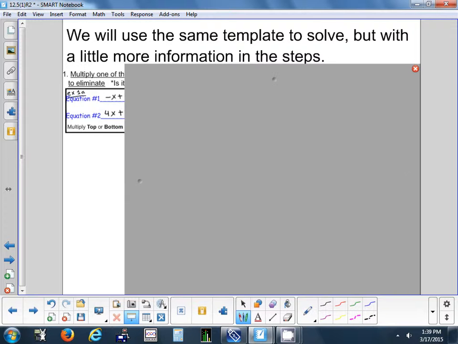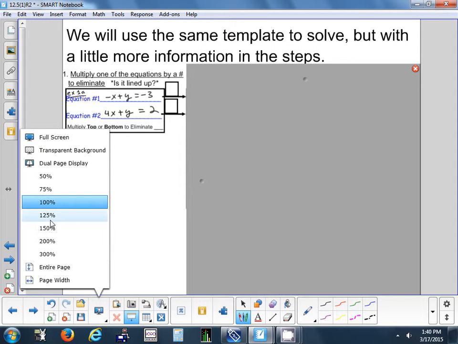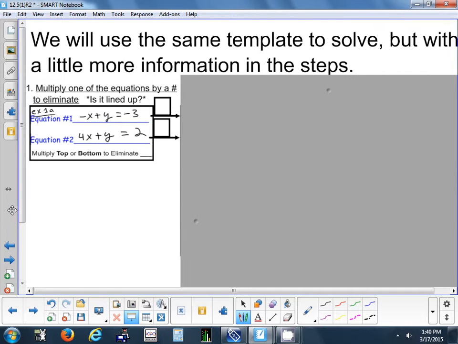First thing, just like yesterday. So now we're going to write down the example. So just like Mr. Hager showed us, here's our example. All right, this is example 1A for today. All right, equation number 1, -x plus y equals -3. Bottom equation, 4x plus y equals 2. All right, so that's the one on the top, that's the one on the bottom.